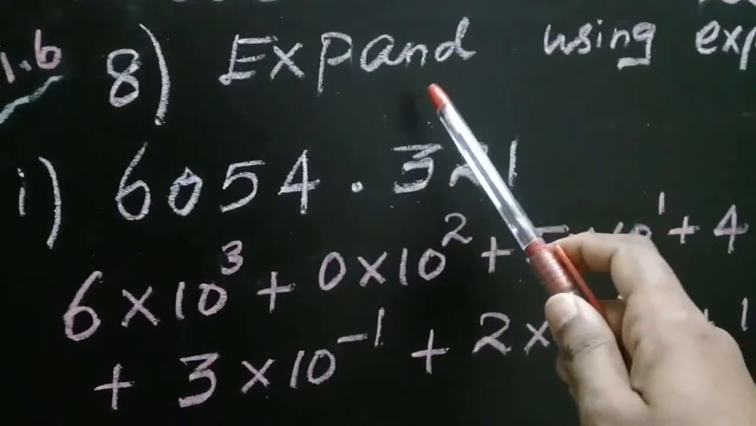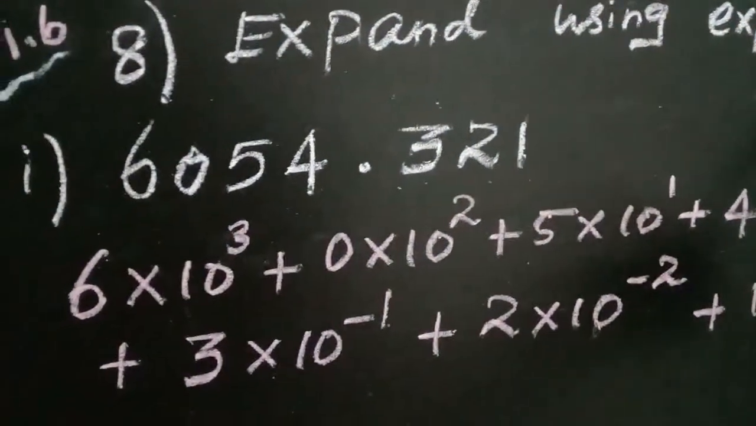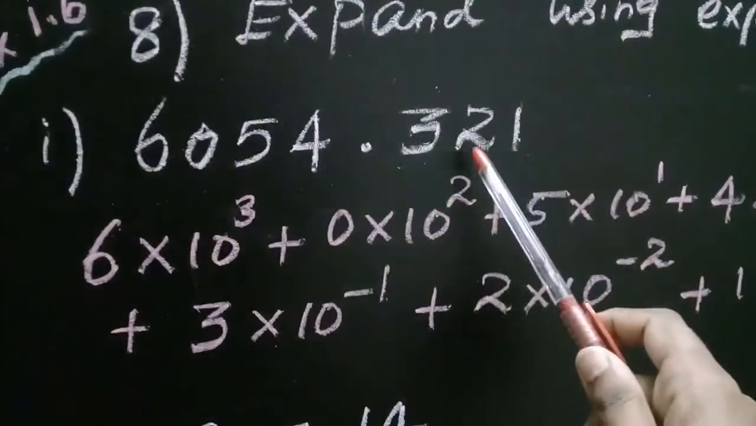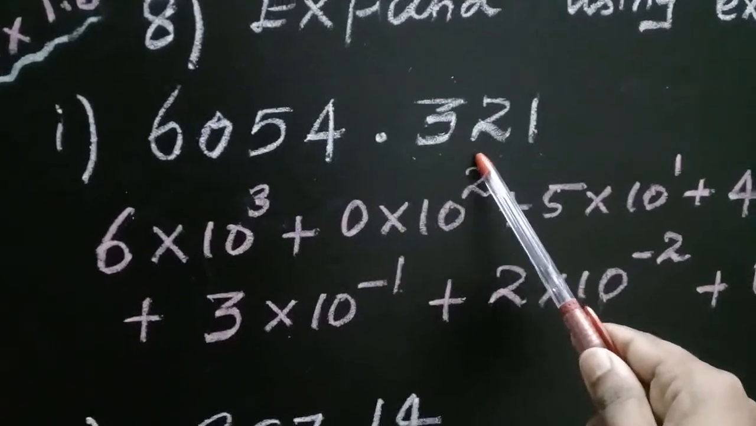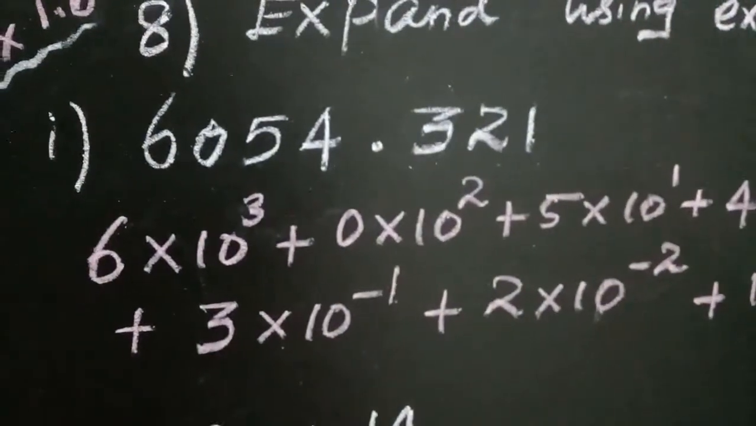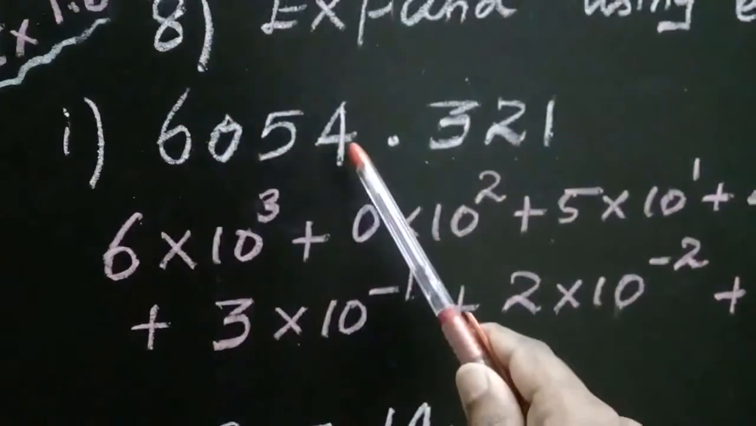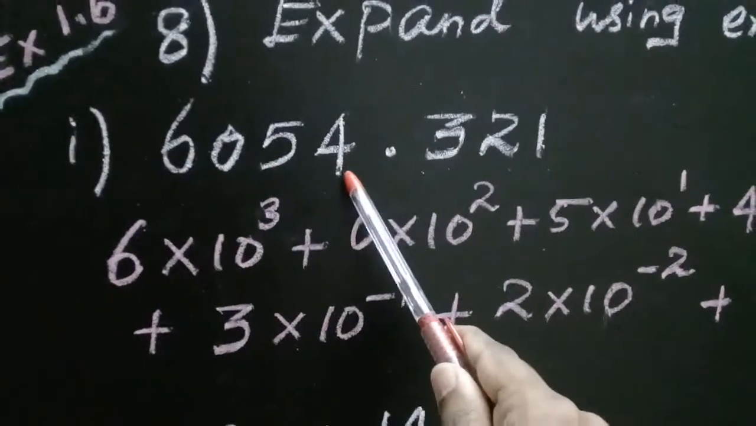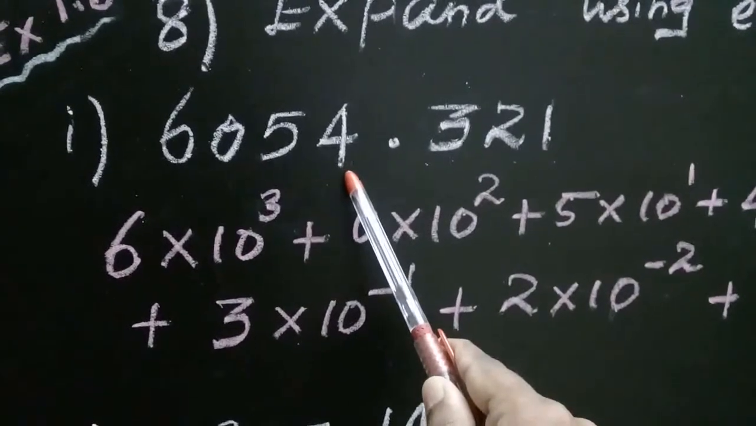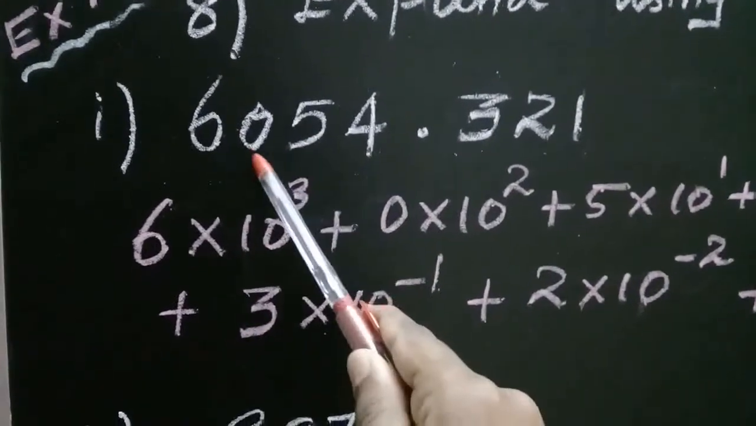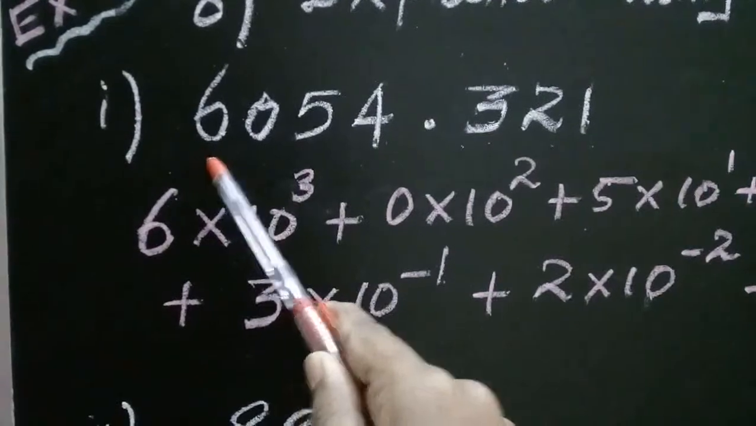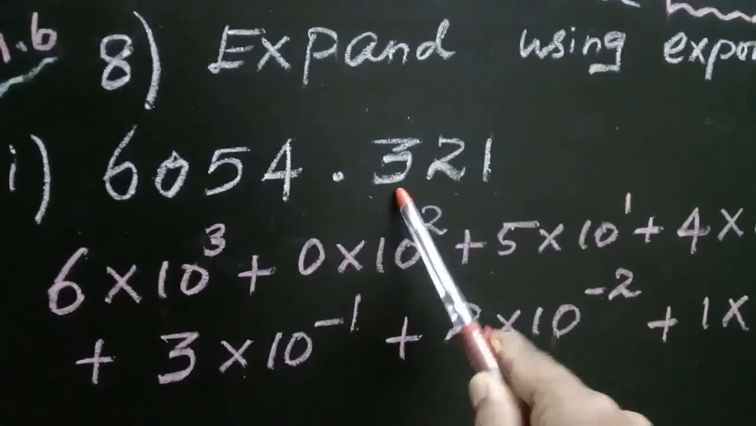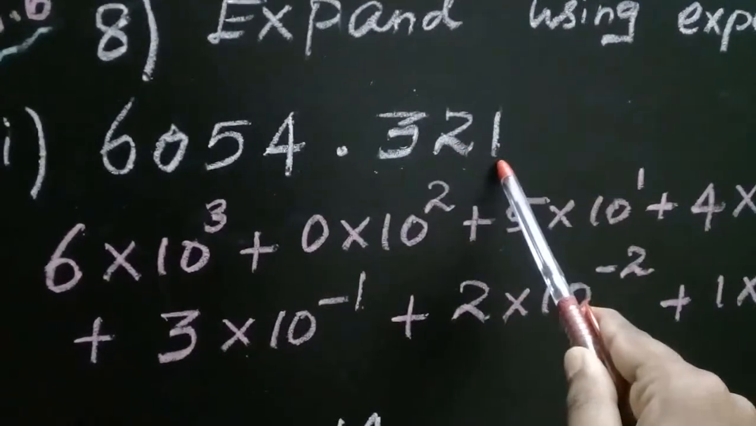Eighth question. Expand using exponents. The first one, 6054.321. So using exponentials we have to write the expanded form. So this is 1, 10, 100, 1000. So we can write 10 power 0, that is the 1's place, 10 power 1, 10 power 2, 10 power 3. So like that only we write. On the right, 10 power minus 1, 10 power minus 2, 10 power minus 3.